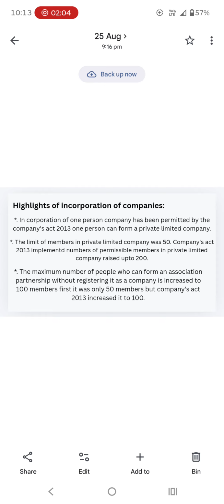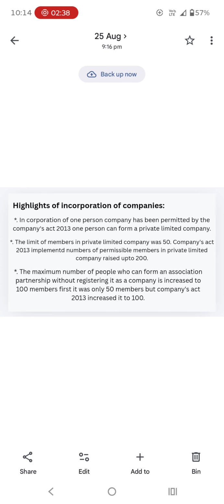Second point is the limit of members in a private limited company was 50. With the Companies Act 2013, the number of permissible members in a private limited company was raised up to 200. According to the Act of 1956, there were only 50 members eligible for a private limited company. But when the new act was formed in 2013, it implemented that the number of members in a private limited company can be up to 200.